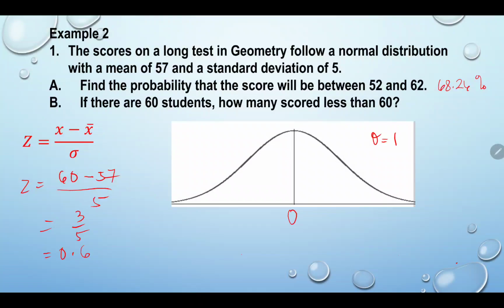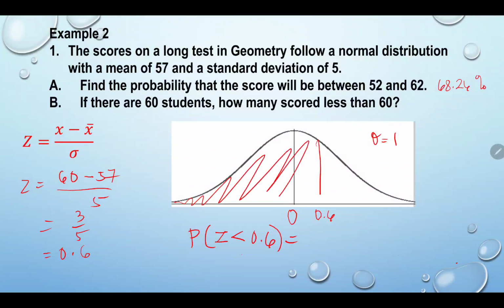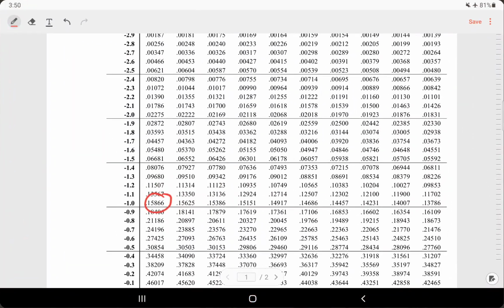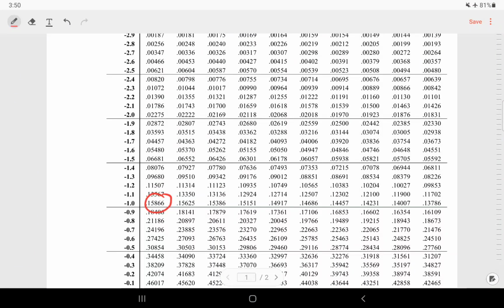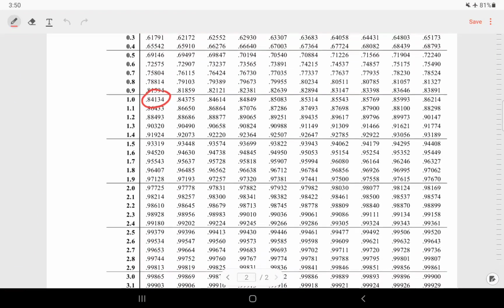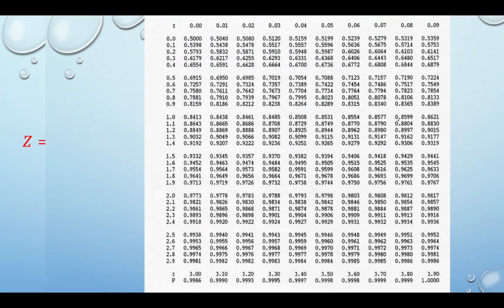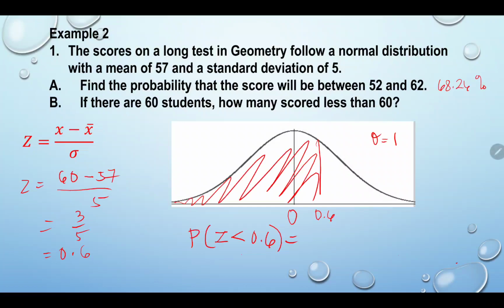So what is the probability to the left or less than? So the probability of the z-score that is less than 0.6. So what is the probability of this? 0.6 is this. What's the probability of that? We look at the table. 0.6. It's just this one. 0.7258.